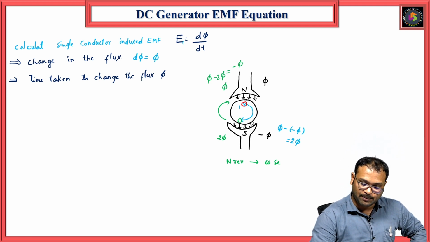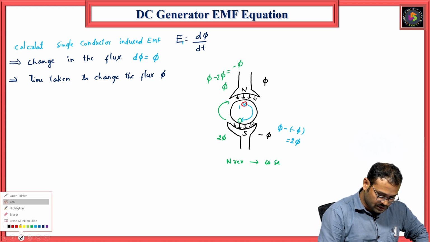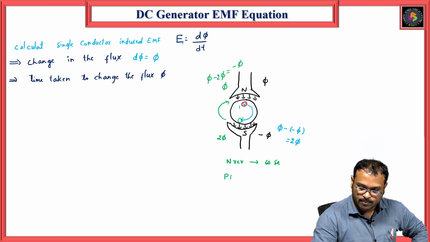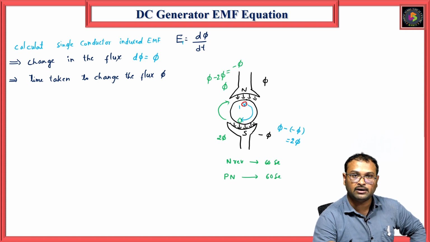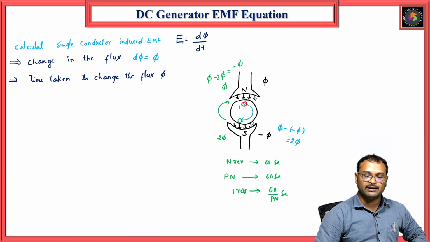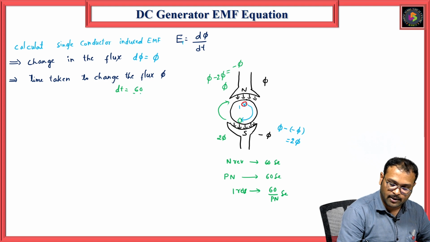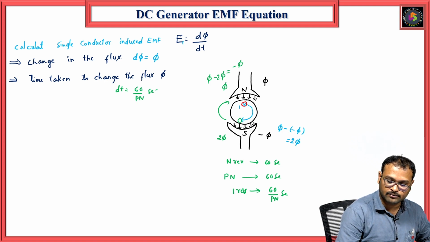So each revolution, that means 1 revolution is 60 seconds. How many times is the flux changing? Pn times flux is changing in 60 seconds. Why? In n revolutions per 1 minute, Pn times flux is changing. So Pn times in 60 seconds. So for 1 flux change, how much time is it taking? It is taking 60 by Pn seconds. So this is our dt. So time taken to change the flux, dt, is equal to 60 by Pn seconds, right?